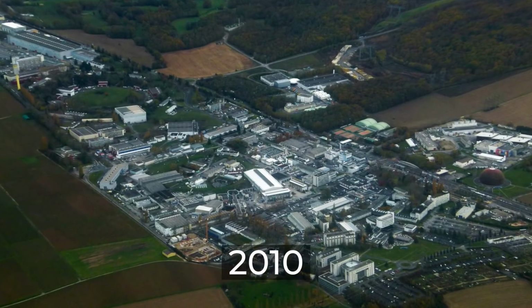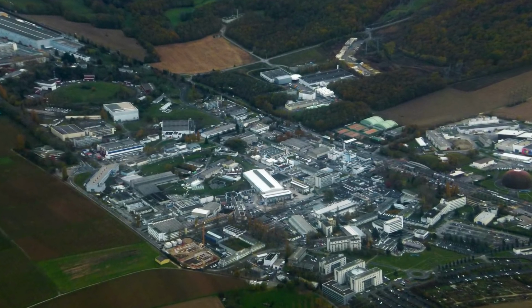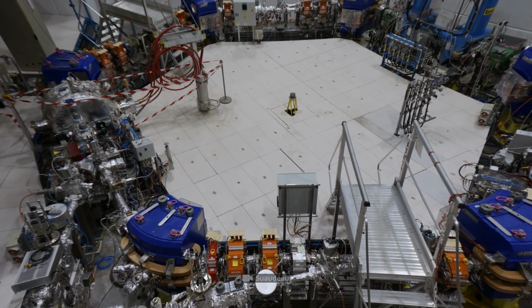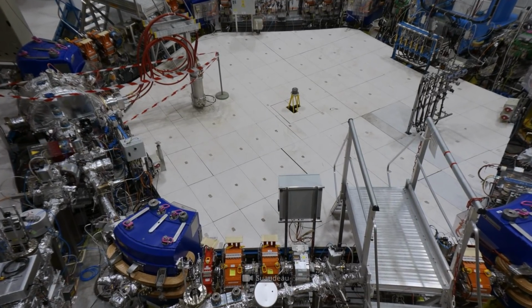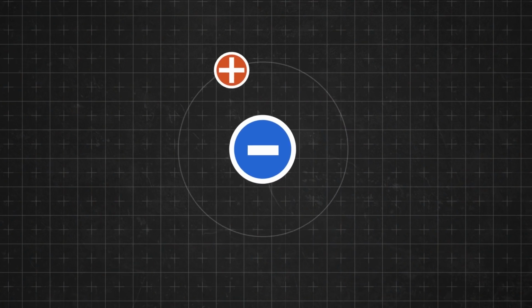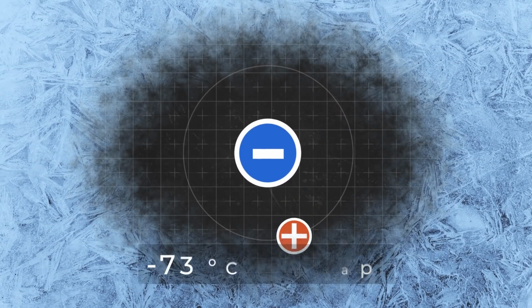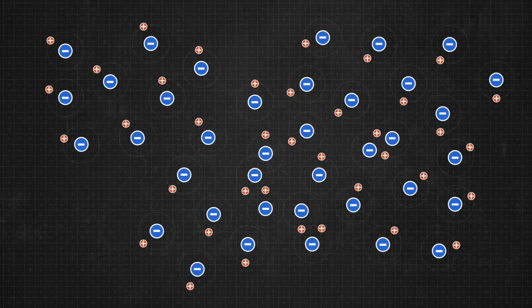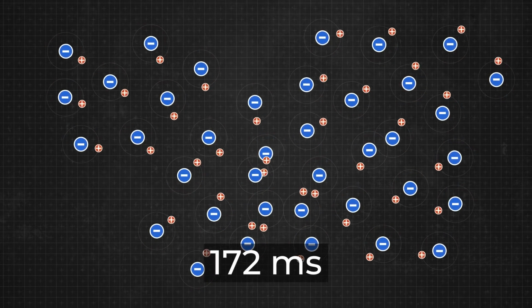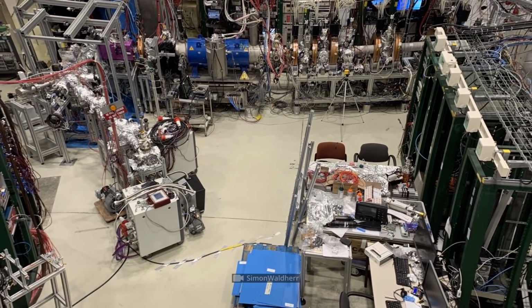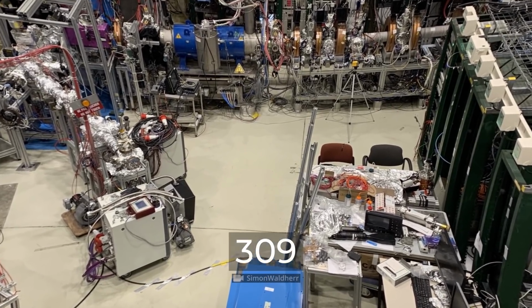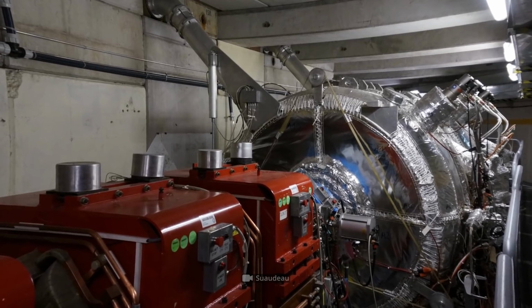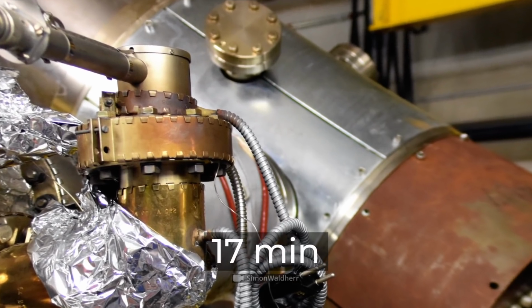In the year 2010, scientists from CERN were able to literally catch antimatter for the first time in history. By cooling the antimatter in the penning trap to minus 73 degrees Celsius, they were able to capture 38 antimatter atoms and hold them for 172 milliseconds. The next year, scientists were able to hold 309 antiprotons, which were under their control for about 17 minutes.